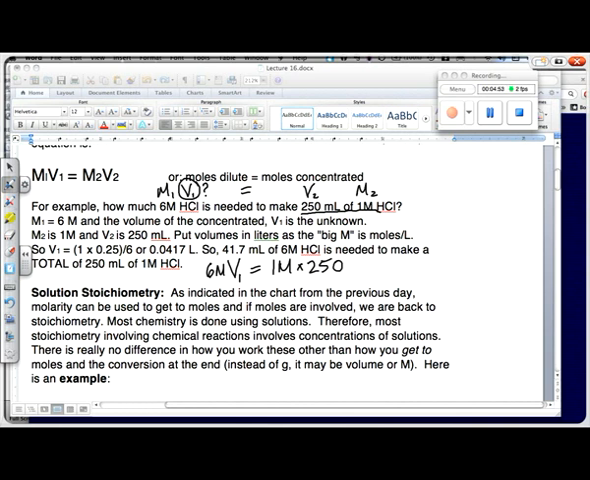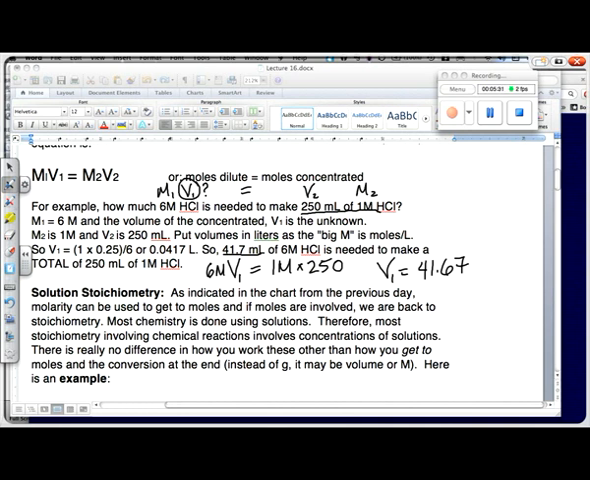Now your answer will be in milliliters, which is often what you want when you're in the lab because you want to use a piece of equipment that is not measured in liters. So 1 times 250, so 250 divided by 6, and I end up with 41.67 milliliters. So I need to take 41.67 milliliters of the 6 molar in order to make up that new solution.